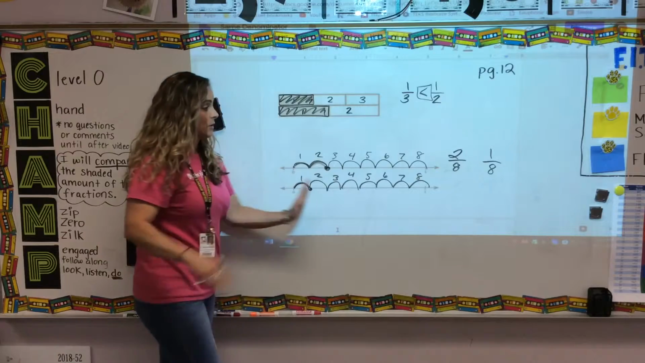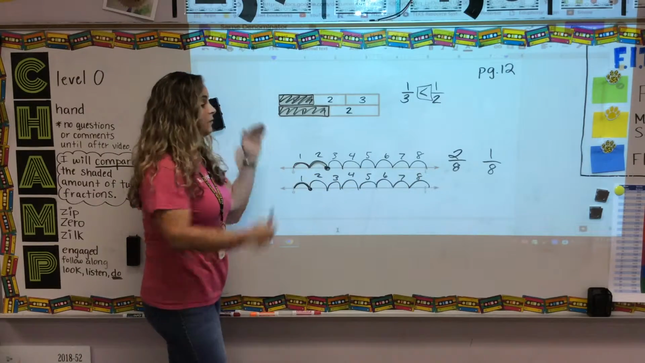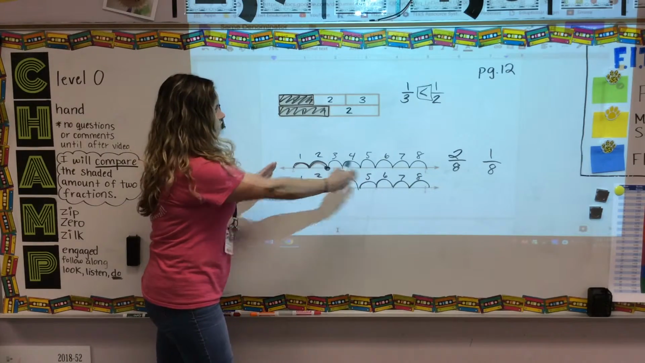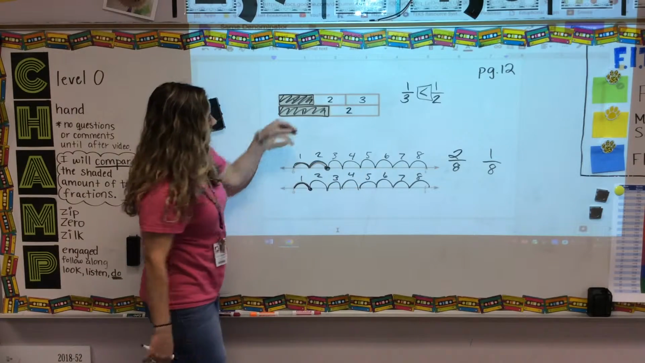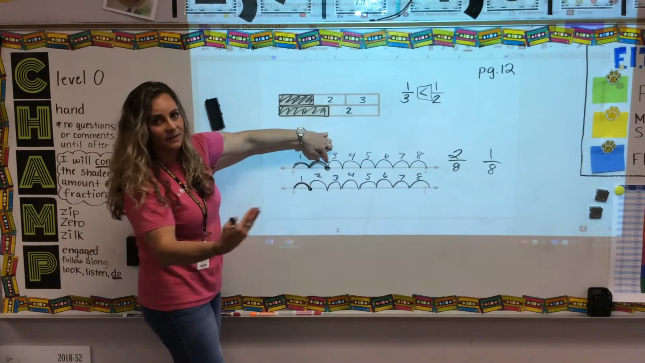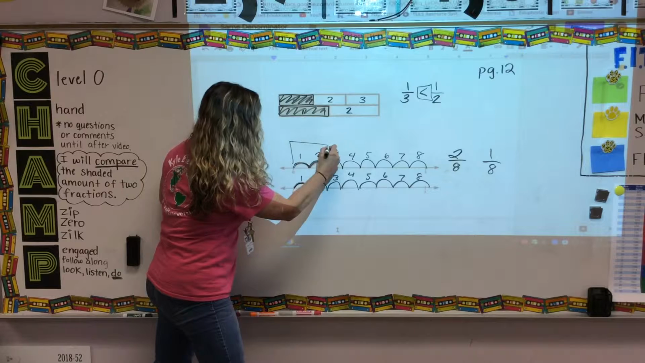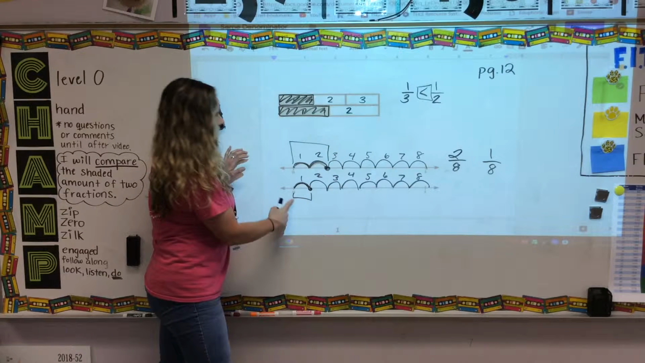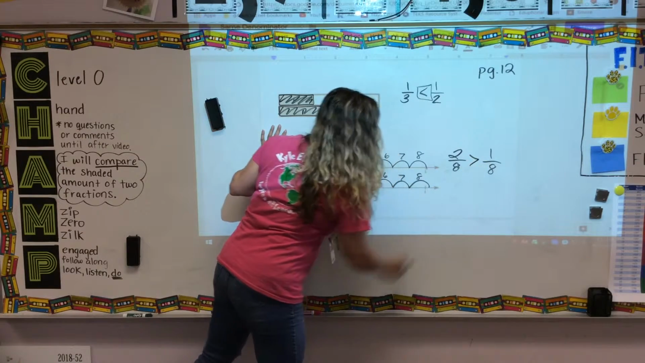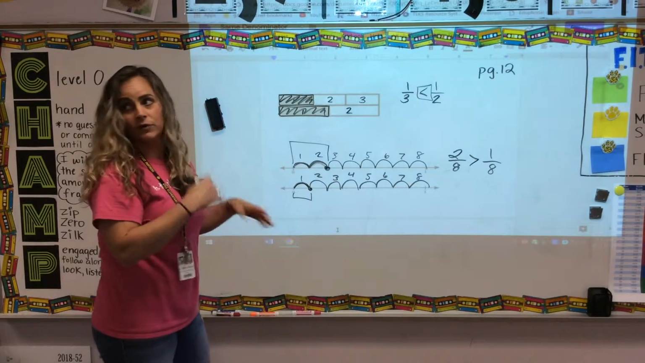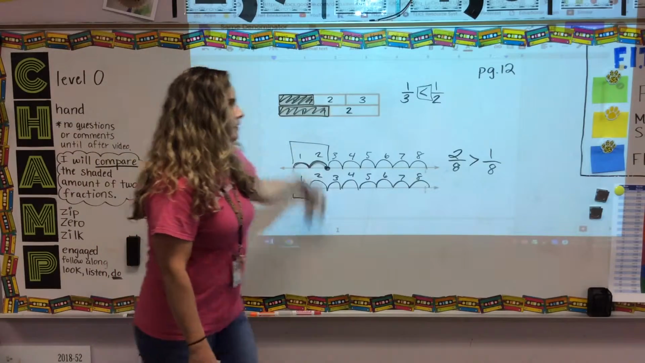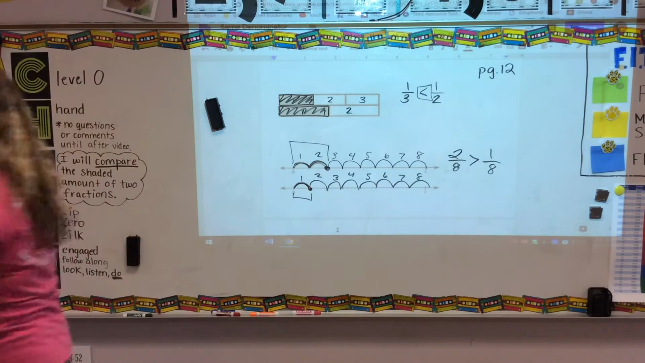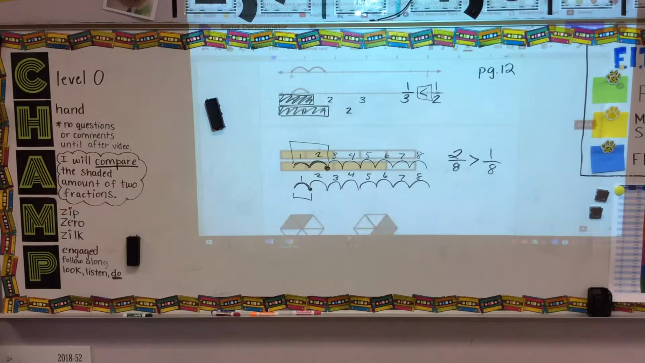Okay, same number of jumps, same number of pieces on the fraction strip or number line. But this one, obviously, guys, look at this. That went further than this one did. Okay? So we're always looking for which one is bigger or which one is smaller. Okay? So this page continues on to page 13.